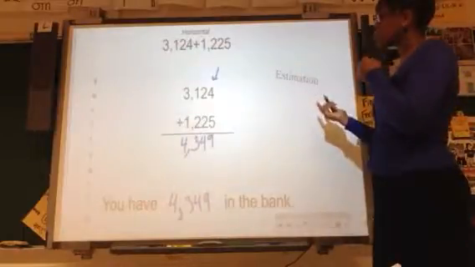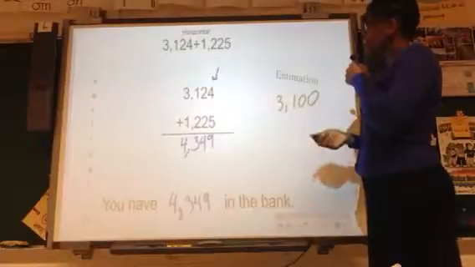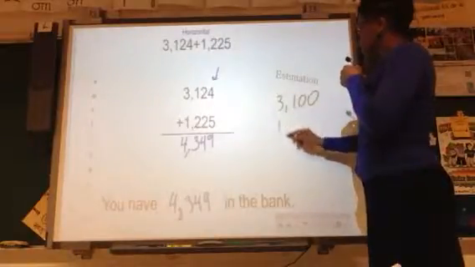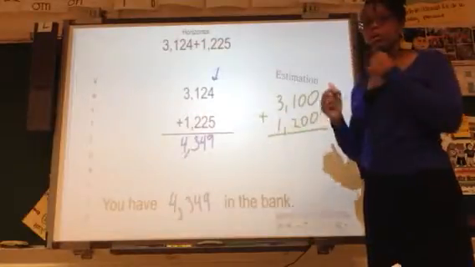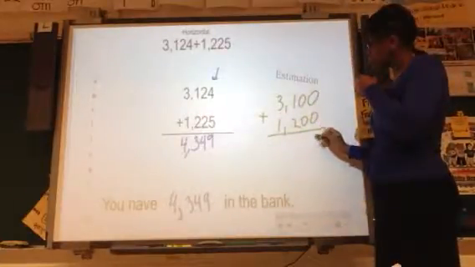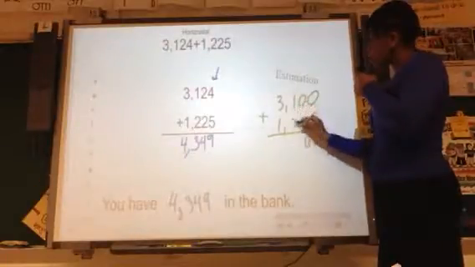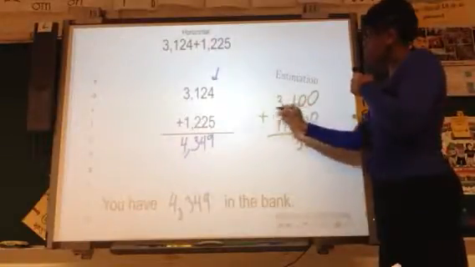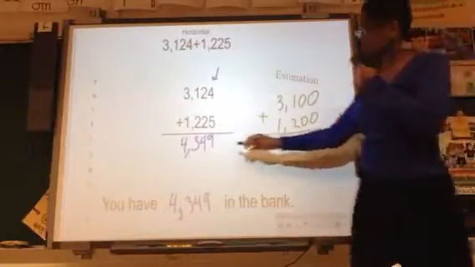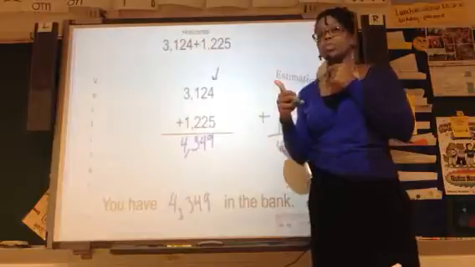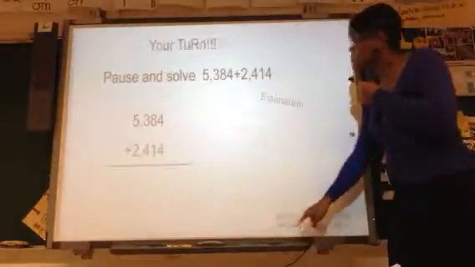So 3,124 is about 3,100. And then 1,225 is about 1,200. So let's put that together. Again, where do we start? In the ones place. 0 plus 0 is 0. Move over to the tens place. 0 plus 0 is 0. 1 plus 1 is 2. And 3 plus 1 is 4. So then look, 4,300. Is this a reasonable answer? Yes. So you're pretty close. Your answer is reasonable.